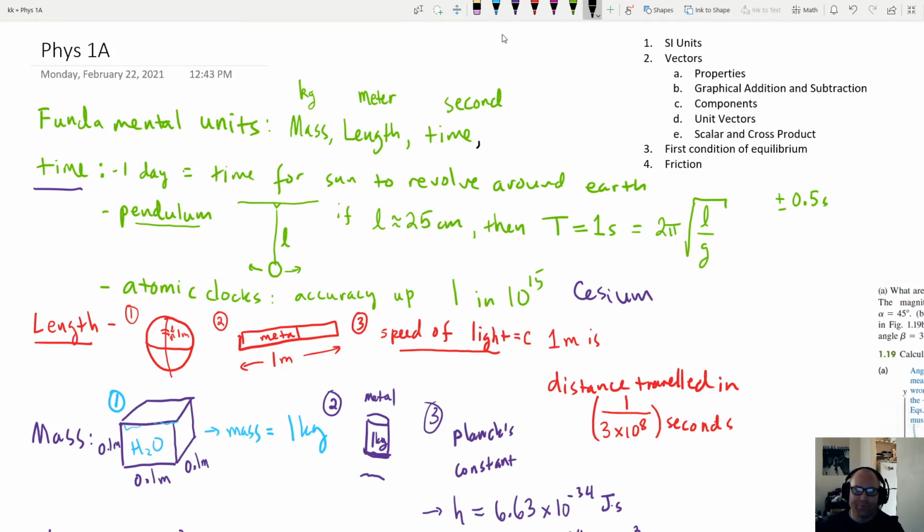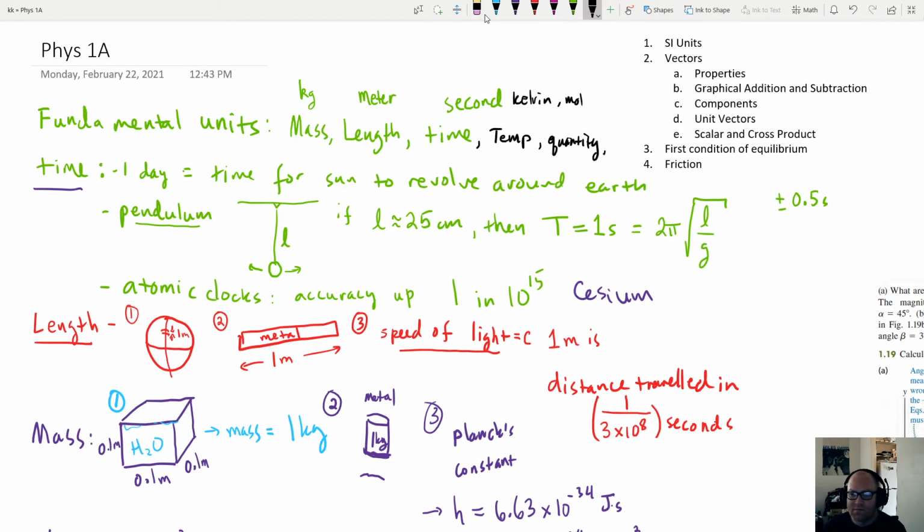Temperature? Yep, that's one of them. We measure temperature in Kelvin, right? Kelvin. Oh, that looks awful. Kelvin. What else? Mole? Yeah, mole is one of them. So quantity. Use a mole.